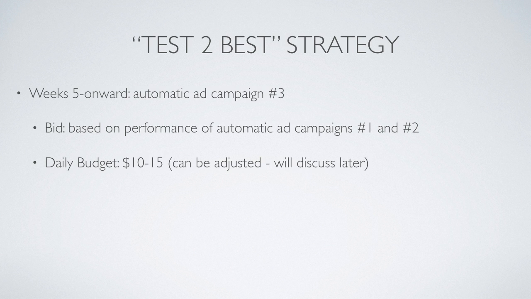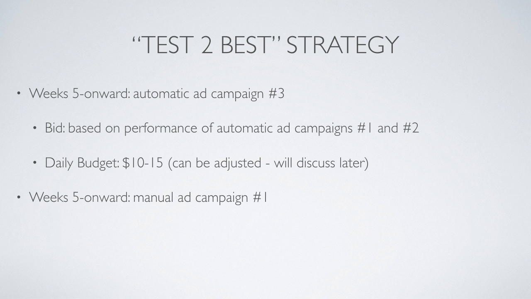So was the lower bid better or was the higher bid better, right? And to what extent? So based on that data, we can set up a third automatic ad campaign that, because we've tested those first two campaigns and those two bids, we can kind of figure out where the ideal number should be in terms of what we should bid, okay? And then the daily budget also will probably leave around $10 to $15, but again, we can adjust this later.